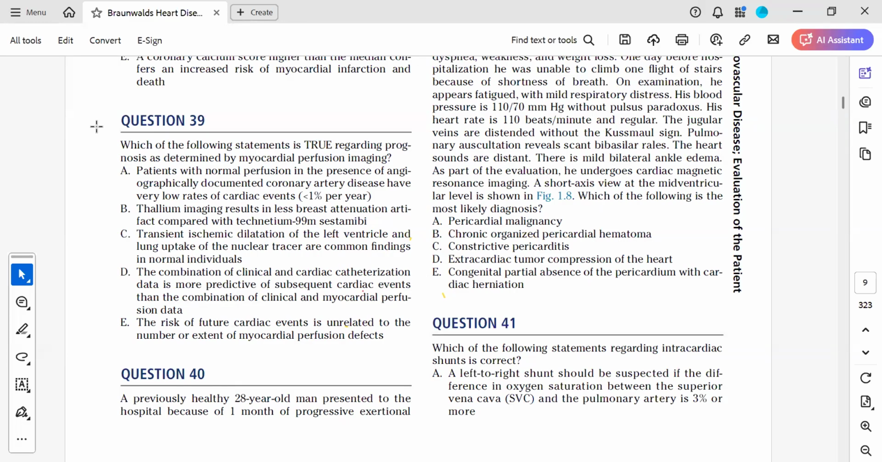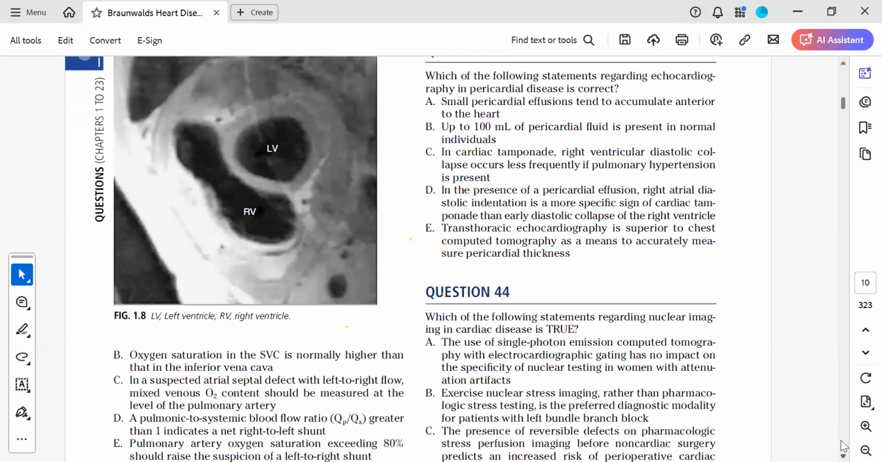Then option B. Sorry, can you please scroll to option B?